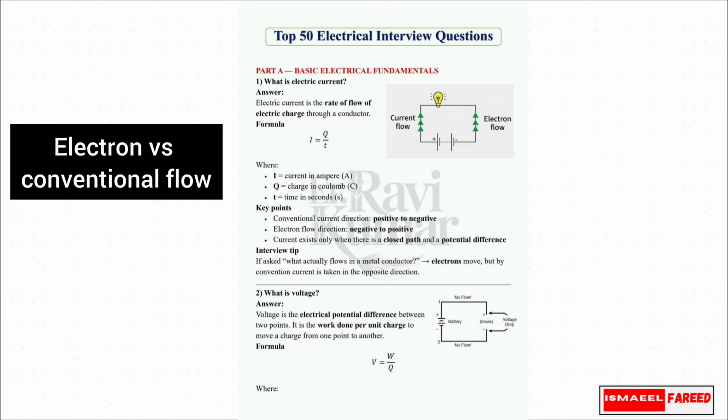Now, this first concept is a classic interview trap. You know how actual electrons physically move from the negative terminal to the positive one in a metal wire? Well, here's the catch. We always define the conventional current direction the exact opposite way, from positive to negative. It's honestly just a historical quirk, but knowing this distinction right off the bat shows you really know your stuff.